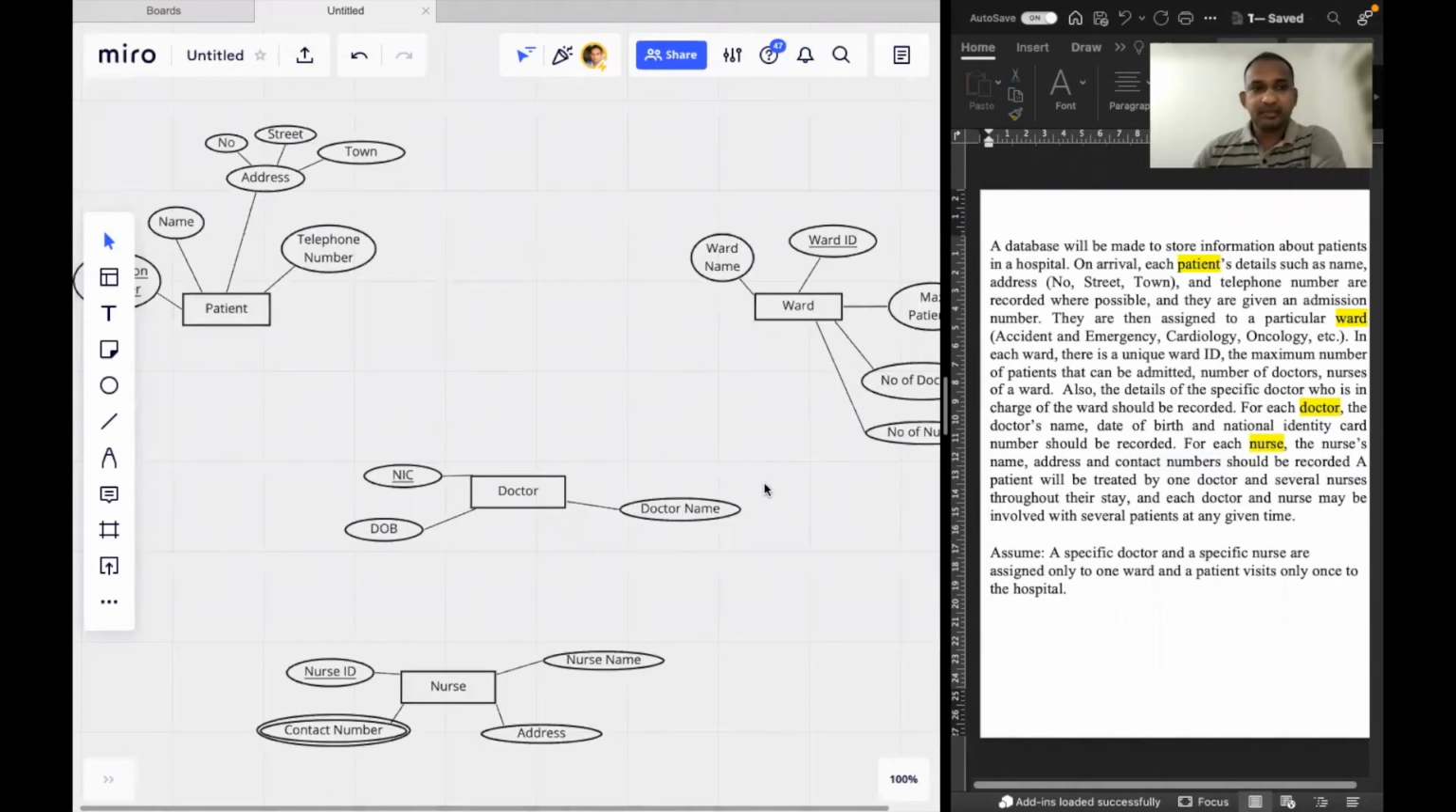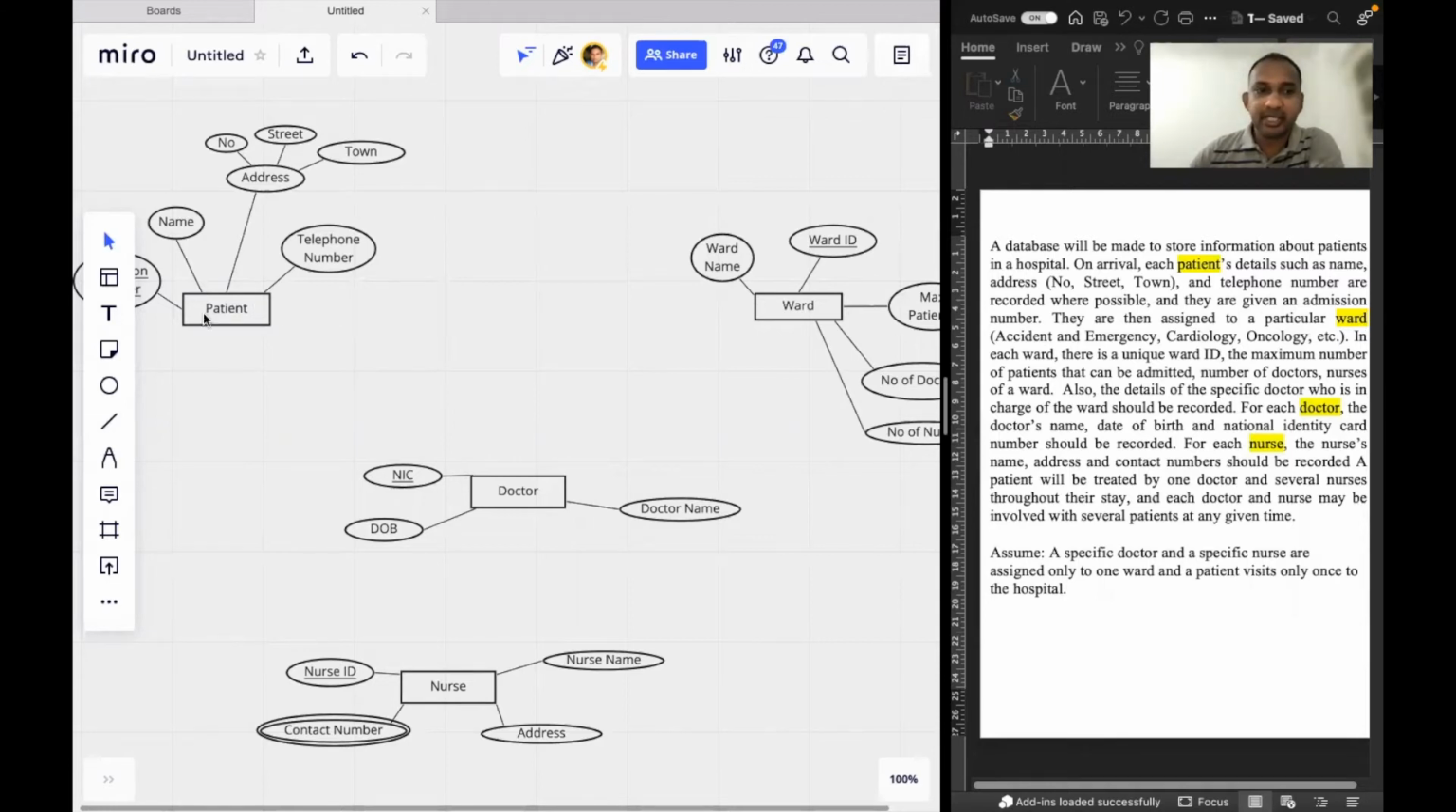Okay, now let's move to the relationships. Relationships mean, if you take these entities, there can be relationships between these entities. Read the scenario again. A database will be made to store information about patients in the hospital. On arrival, each patient's details such as name, address, and telephone number are recorded where possible, and they are given an admission number. After that, they are assigned to a particular ward.